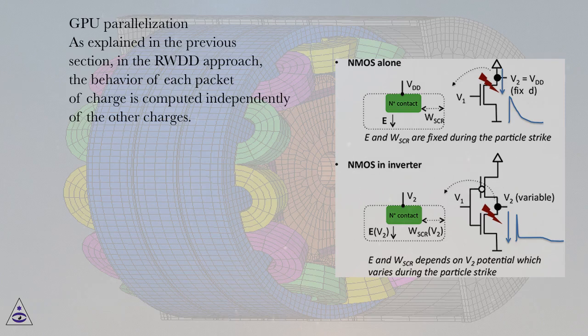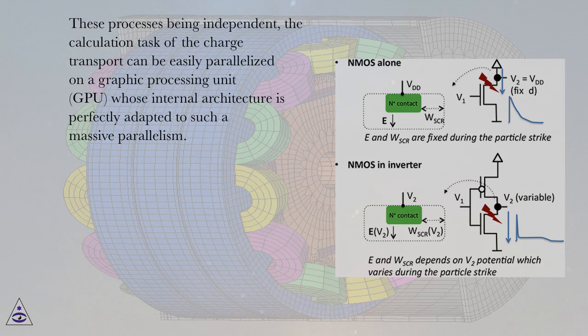GPU parallelization. As explained in the previous section, in the RWDD approach, the behavior of each packet of charge is computed independently of the other charges. These processes being independent, the calculation task of the charge transport can be easily parallelized on a graphic processing unit, GPU, whose internal architecture is perfectly adapted to such a massive parallelism.